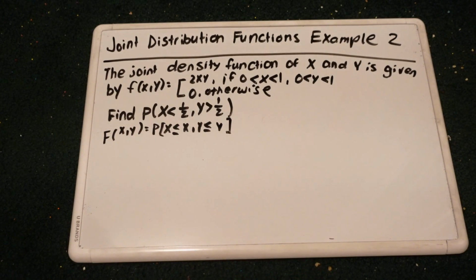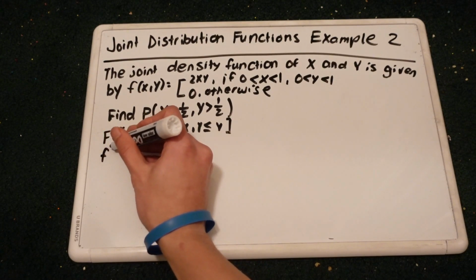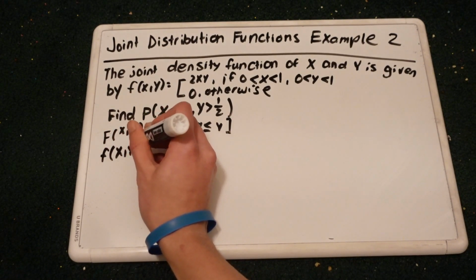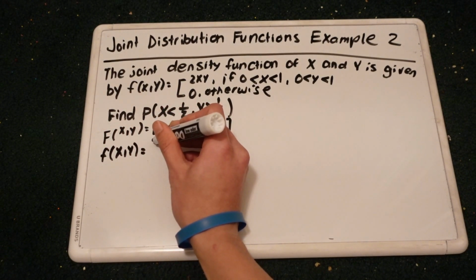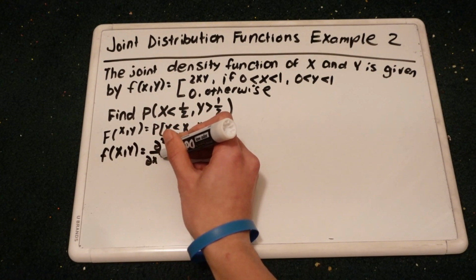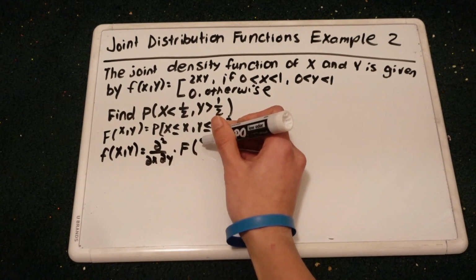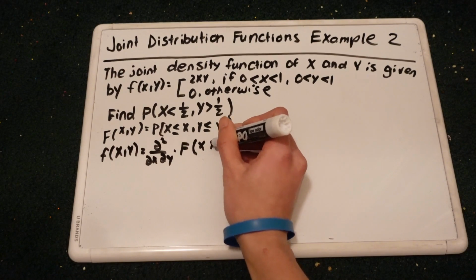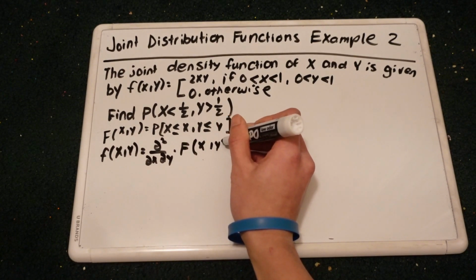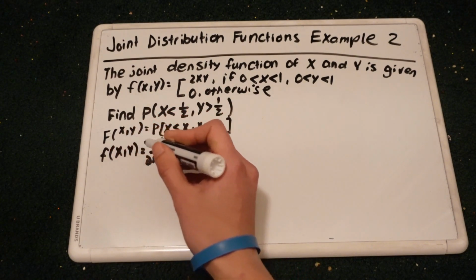And another special case I'll write down is called the joint probability density function of x and y. So it would be lowercase f of x, y is equal to its partial derivative with respect to x and y of its joint cumulative probability distribution of x and y, which is capital F of x, y.